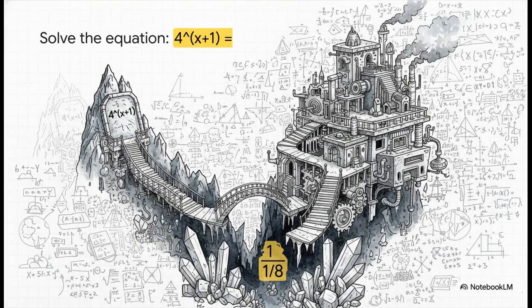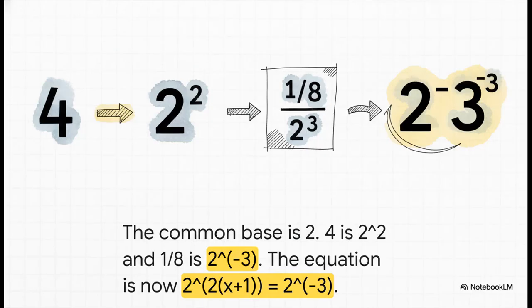All right, time for the advanced round. Let's tackle this one. 4 to the power of x plus 1 equals 1 over 8. Ooh, this one's got a fraction and a little more algebra up in the exponent. But don't worry, the same 3 steps are going to get us through it. Okay, so what's our common base for 4 and 8? It's got to be 2. We can write 4 as 2 squared.